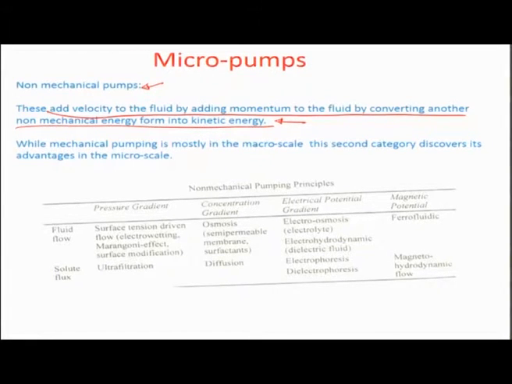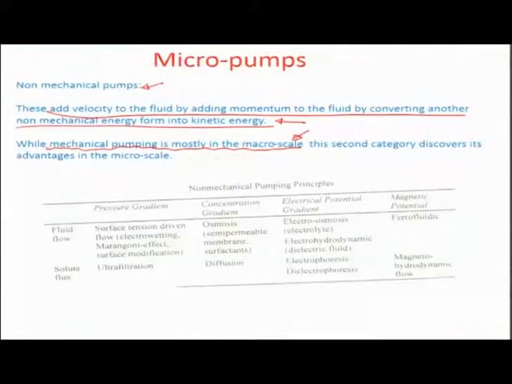Mechanical pumping is mostly used in the macro scale, because in micro scale flows or micro scale flow control, there is always a scale effect which comes, and inertial effects are not so prominent because of the miniaturized size of the fluid that we are handling. Therefore, there is a second category of non-mechanical pumps which applies very highly to the micro scale.